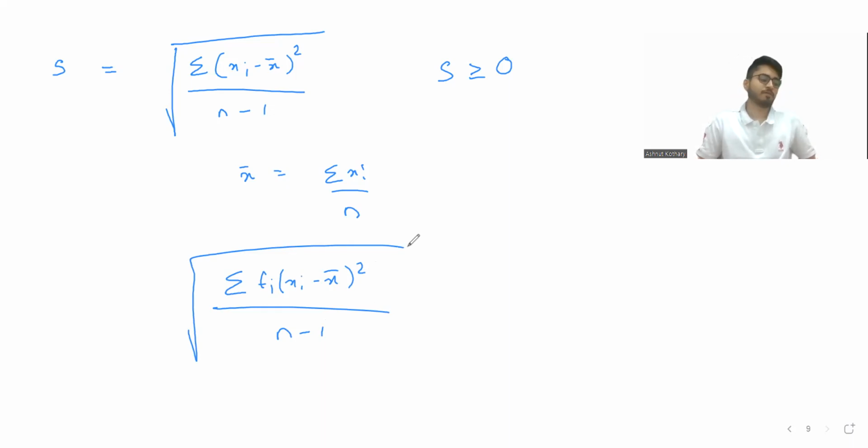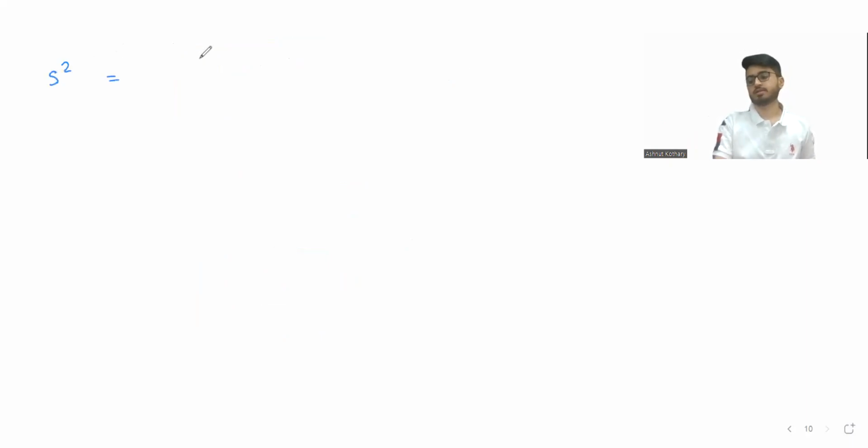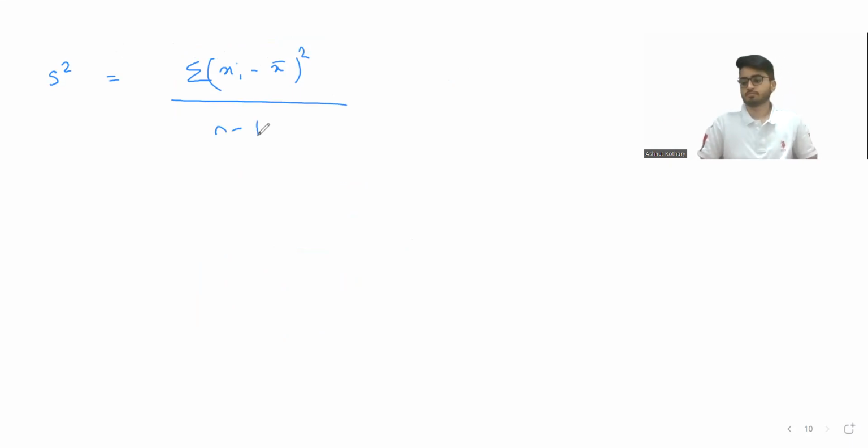This was the sample standard deviation. Next, give the heading sample variance. Sample variance is nothing but basically the square of sample standard deviation. So sample variance S square is nothing but summation xi minus x bar whole square divided by n minus 1. And similarly, you can write it in case of frequency, the root over will not be there.